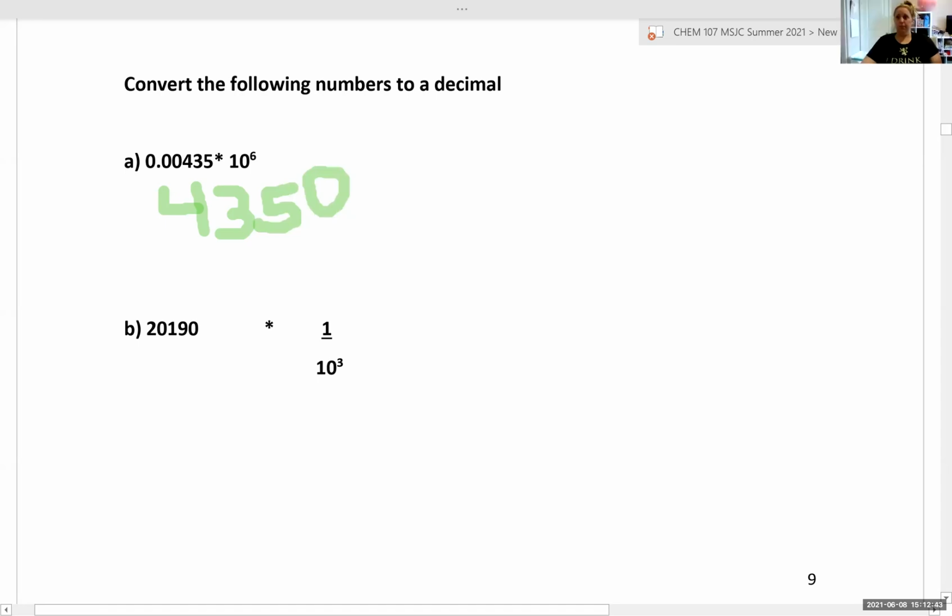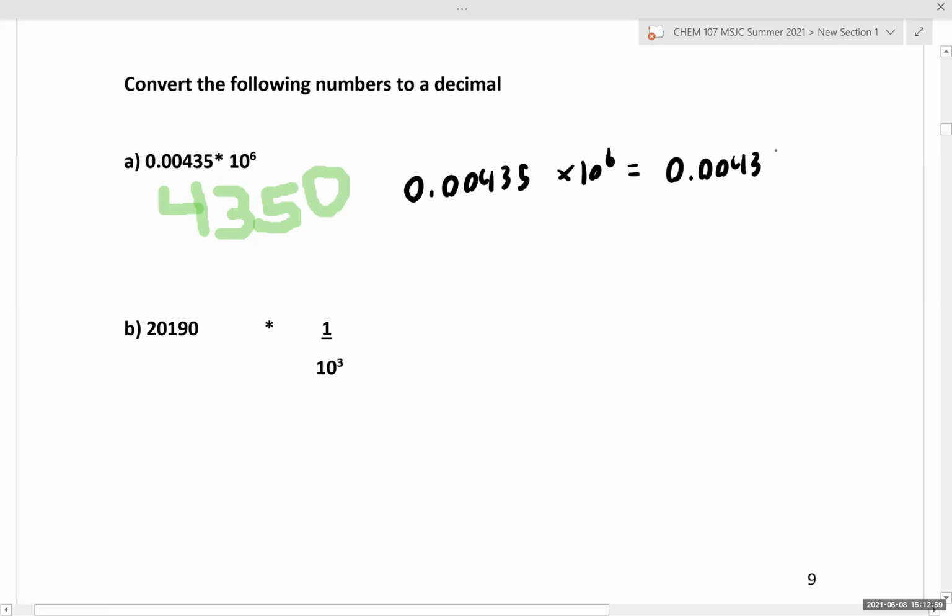There you go. So we have a proposed response of 4,350. So let's take a look at this problem now. So if we have 0.00435 times 10 to the 6th, so we write out our decimal. And now we move our decimal point, in this case, n spaces to the right. In this case, 6 spaces. 1, 2, 3, 4, 5, 6, placeholder 0, and that gives us 4,350. Exactly right. Perfect.